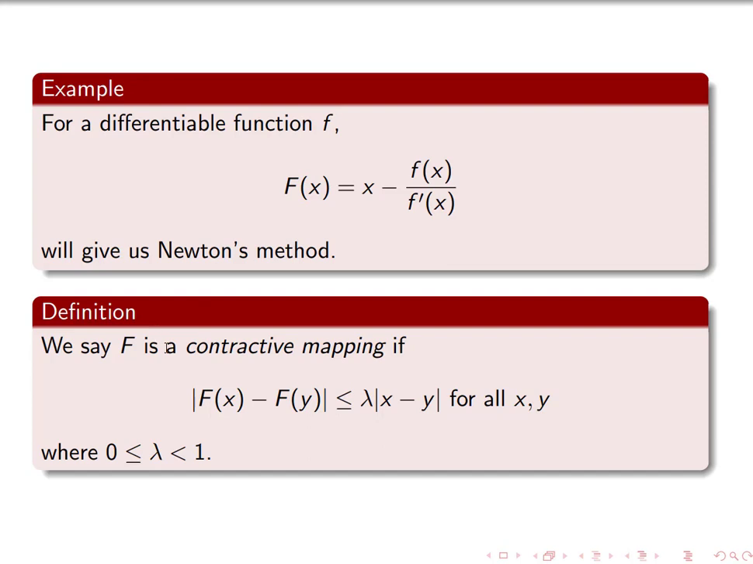Okay, now we say that F is a contractive mapping if the absolute value of F of x minus F of y is less than or equal to lambda times the absolute value of x minus y for all possible choices of x and y, where 0 is less than or equal to lambda, which is strictly less than 1. So the idea here is that this function F will make its points go closer together.